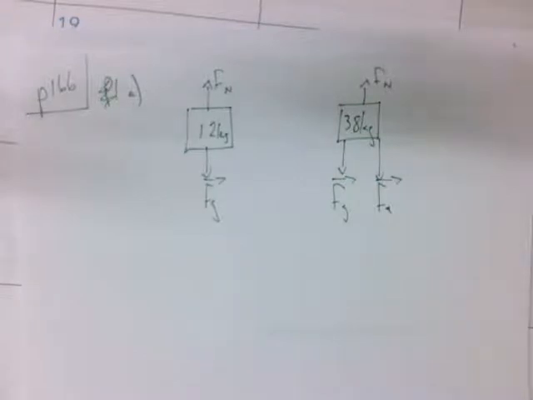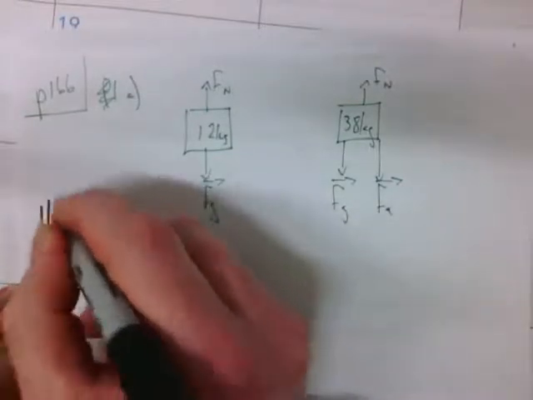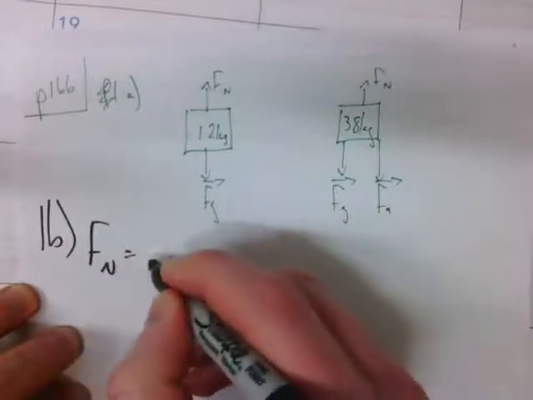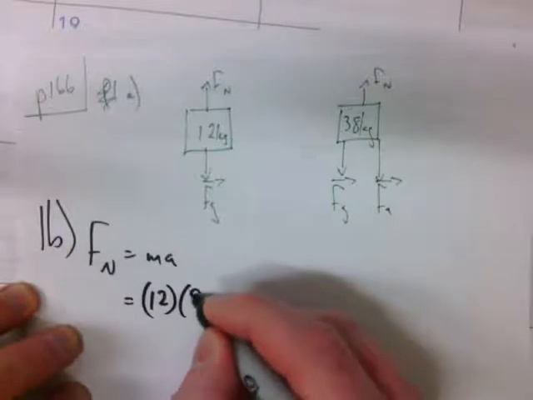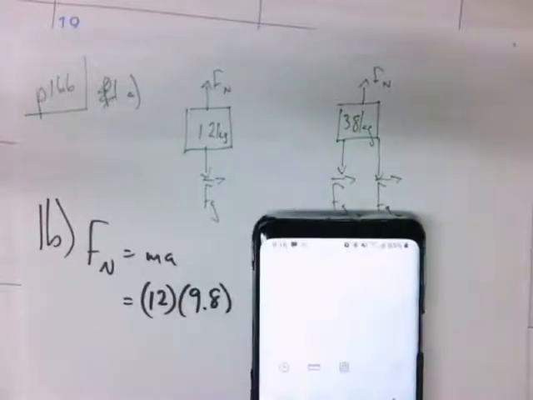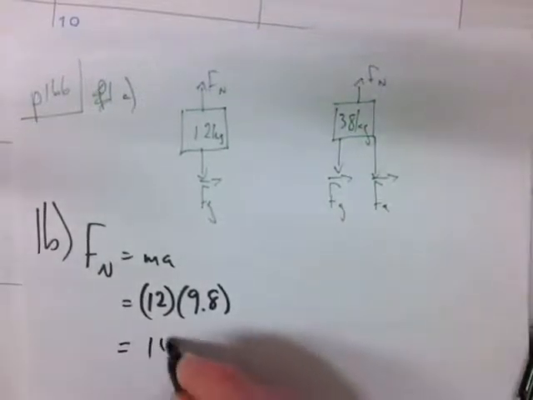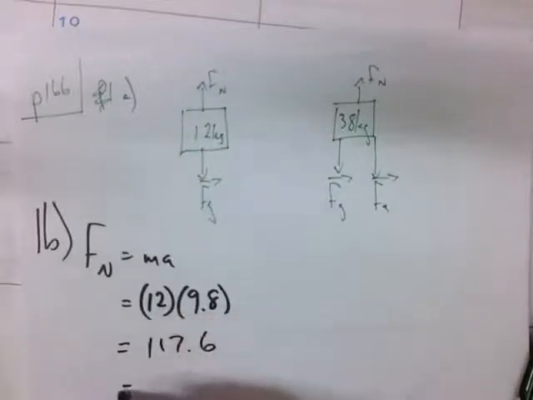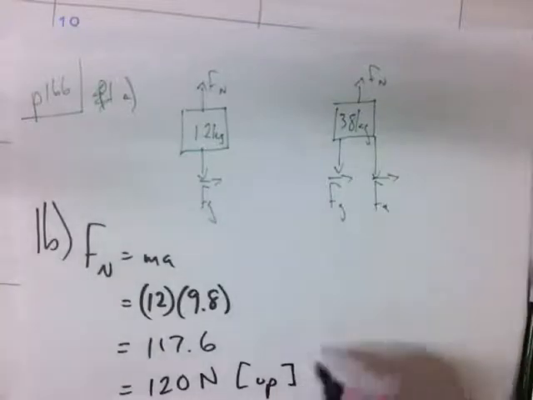Calculate the normal force acting on the 12 kilogram box. So this is 1B. Normal force, mass times acceleration. So the mass is 12. Acceleration is 9.8. Times 9.8 is 117.6. 2 sig figs, so that's 120 newtons up.